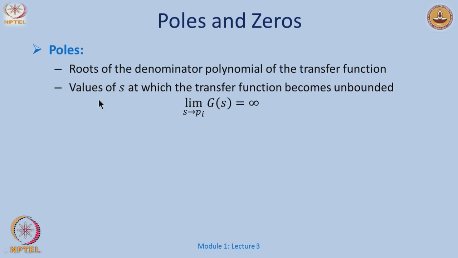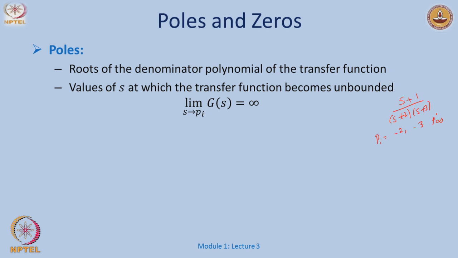And what happens to the system when s reaches the value of a pole, when s is equal to some p_i? G(s) blows up to infinity. A very simple example: I have (s + 1)/((s + 2)(s + 3)). Here the poles are minus 2 and minus 3, so if s equals minus 2, this value just goes to infinity.